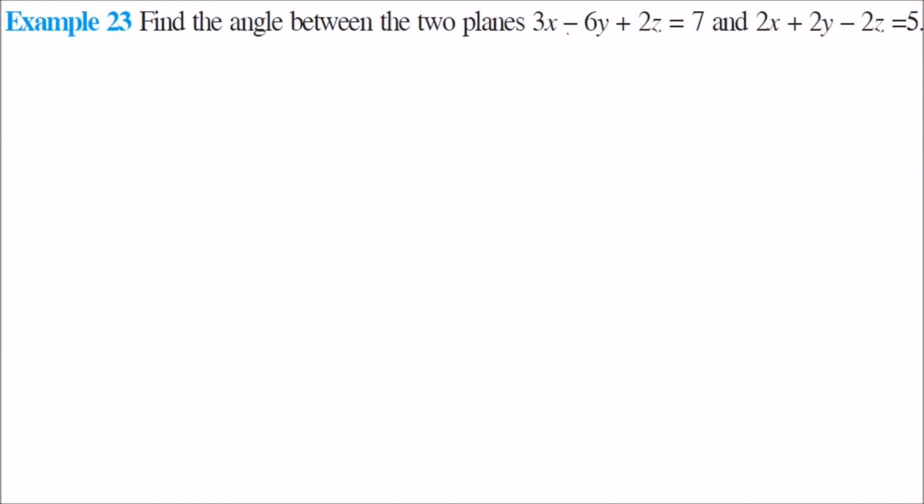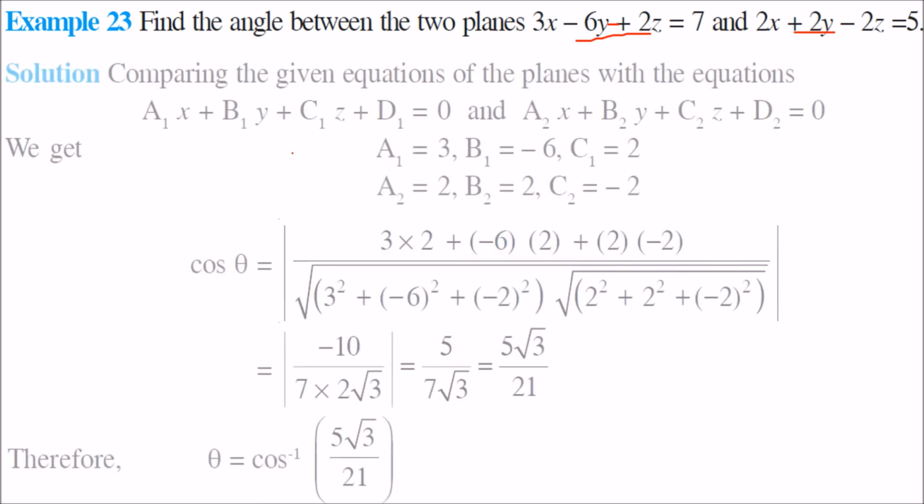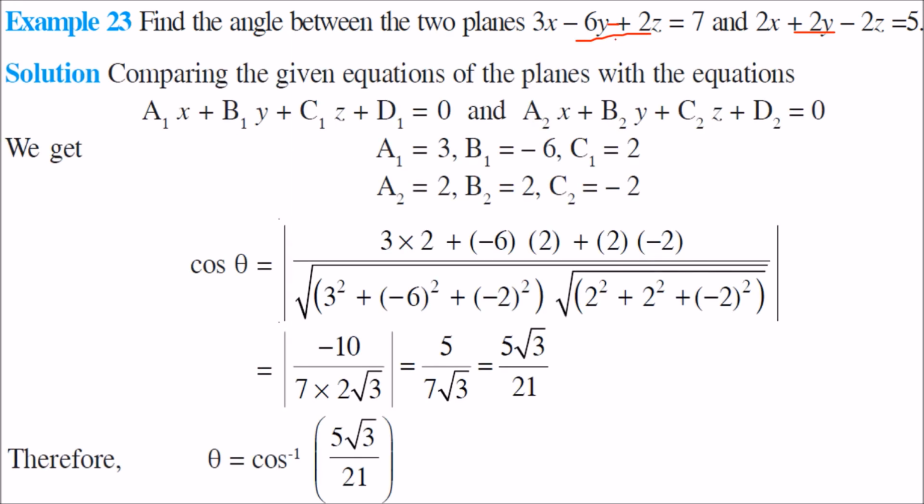Find the angle between these two planes. So we just equate them with the Cartesian form. This is the equation of the first plane and second plane. So this will be a1x, b1. We know that this is a1, this is b1, this is c1, this is your d1, this is a2, b2, c2, right? So just take these values and put them in the formula.